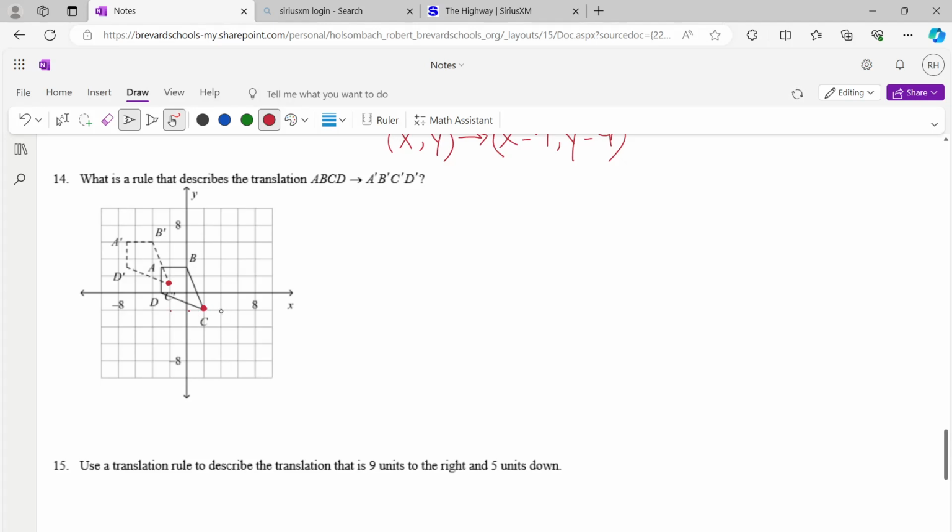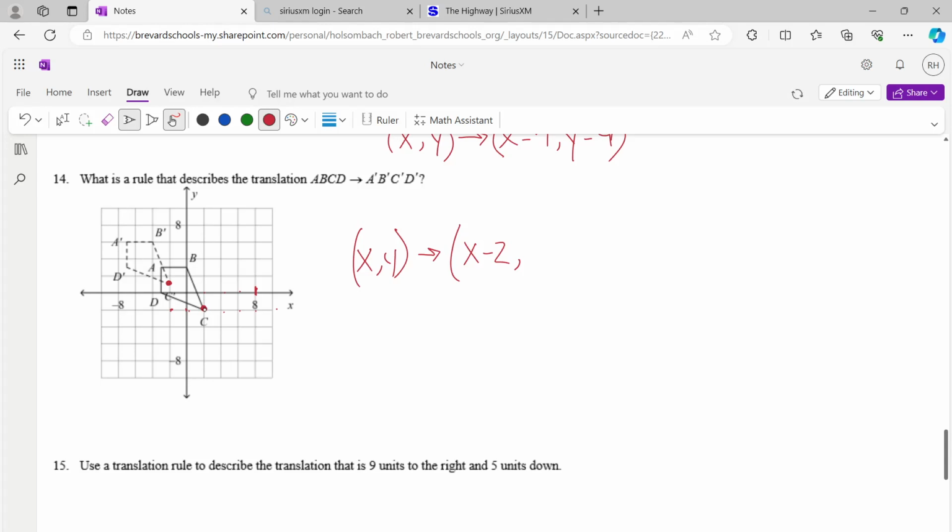Remember, each of these lines, each of these boxes are in units of 2, because look where this 8 is. This 8 is only 1, 2, 3, 4 from the origin, so each box is worth 2. So they went left 2 boxes. So left 2 units. For every xy, we are going to take the x's and we're going to subtract 2.